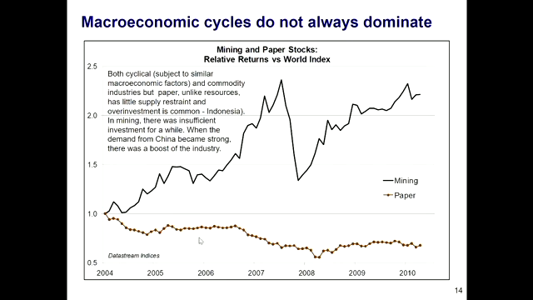There was overcapacity in that segment for that commodity. And you see that's the relative return of paper stocks relative to the world index. So the same commodity, they belong to the commodity market, but the performance can be very much driven by the industry structure of their individual segments of the market.